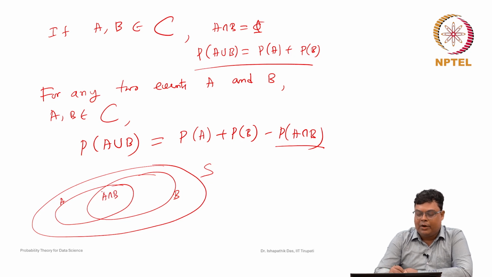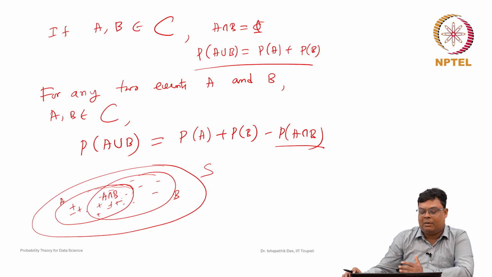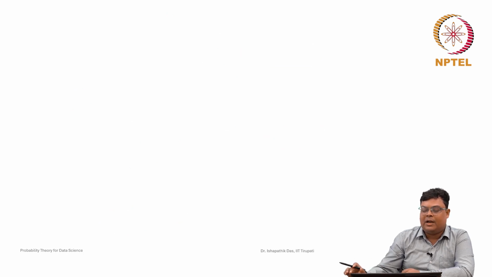Now, if you add the probability of A with the probability of B, you can see that A intersection B is being added 2 times. That is why we have to subtract one A intersection B to get the probability of A union B. Now, we will prove it analytically also, because the Venn diagram may not give us clarity; it is just a graphical representation.